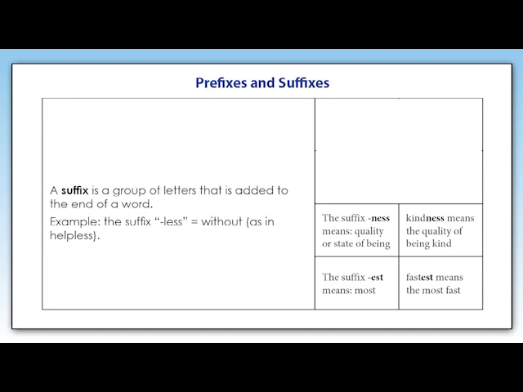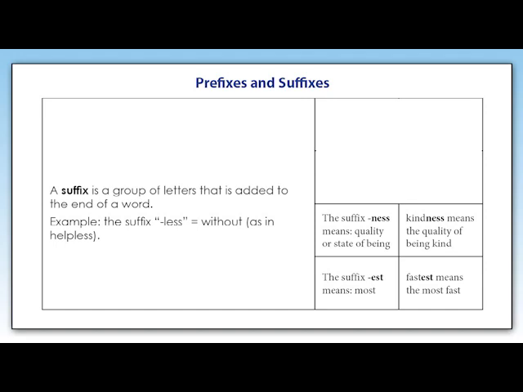The suffix ness means quality or state of being. Kindness means the quality of being kind. The suffix est means most. Fastest means the most fast.